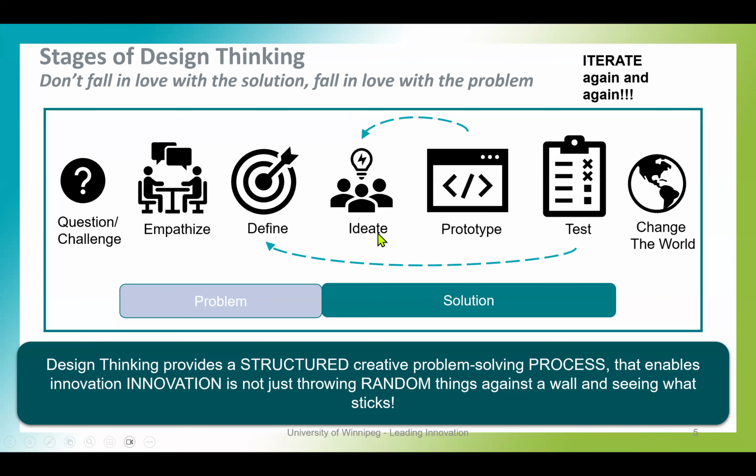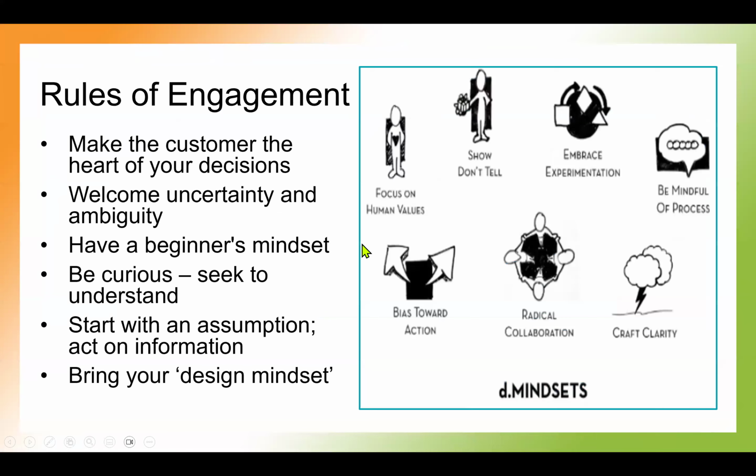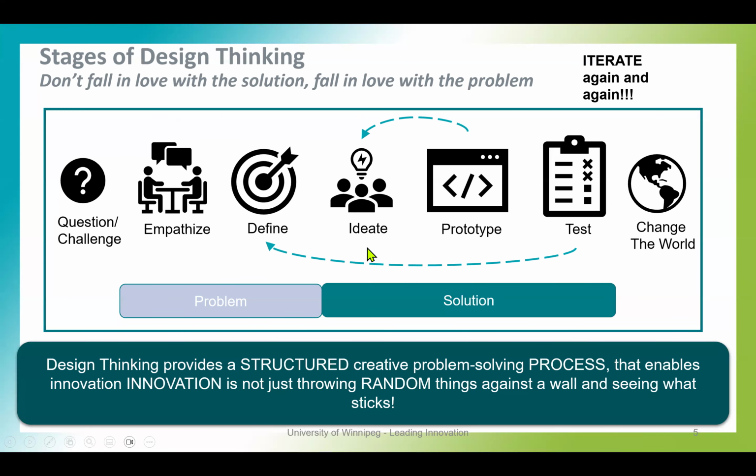Once you have that, you go into the ideate stage. In the ideate stage, you're pulling together a diverse team to come up with as many ideas as you can. In order to have good ideas, you have to have lots of ideas. So if you come up with 100 ideas, you get together as a team, take all those ideas, and look at how you can cluster them.